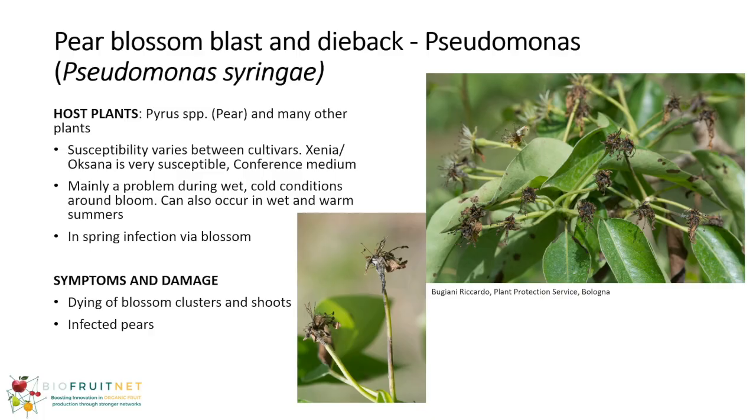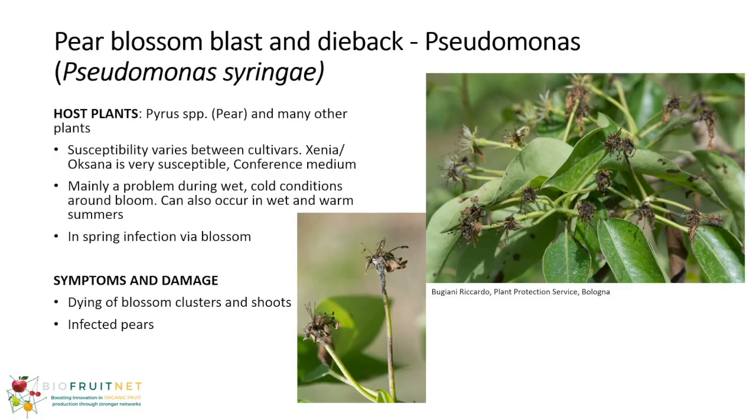It's also called Pseudomonas. Pseudomonas can occur on a lot of other plants, but also on pear it can give a lot of damage. The susceptibility varies between cultivars. Xenia is very susceptible and Conference is medium. It's mainly a problem during wet, cold conditions around bloom. It can also occur in wet and warm summers, like we have seen in Austria in summer 2021.